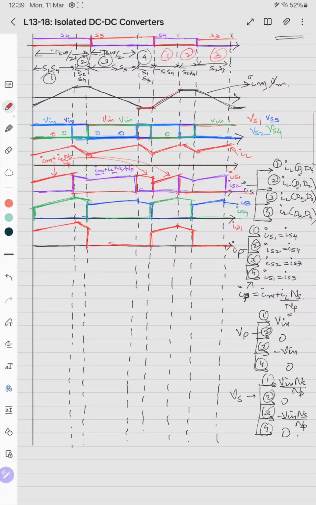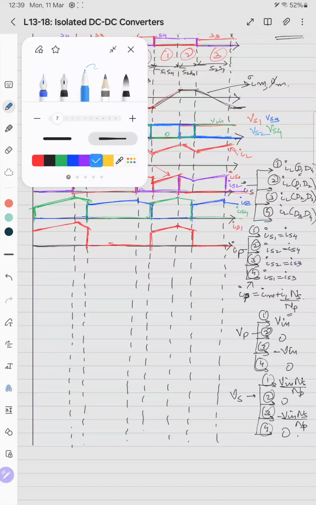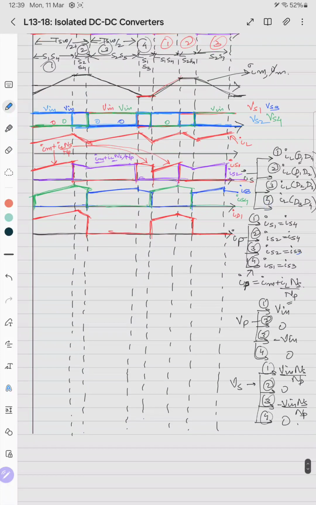ID2 will be there only in case 2 and 3. So in case 2 and 3, we'll draw ID2. It is like this. It will be like this and like this. Two and 3. So this is ID2.